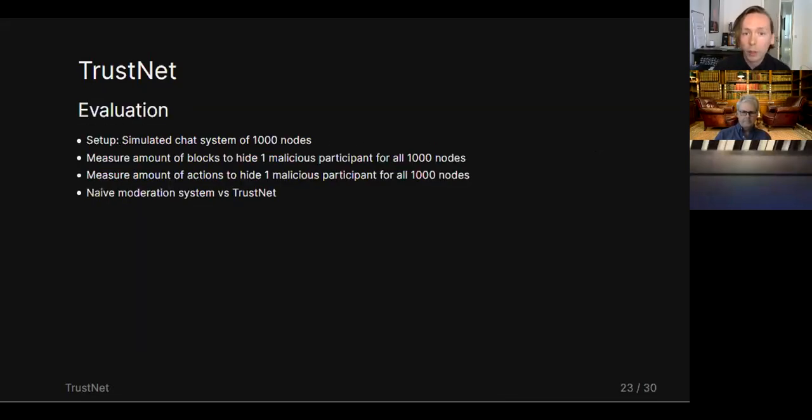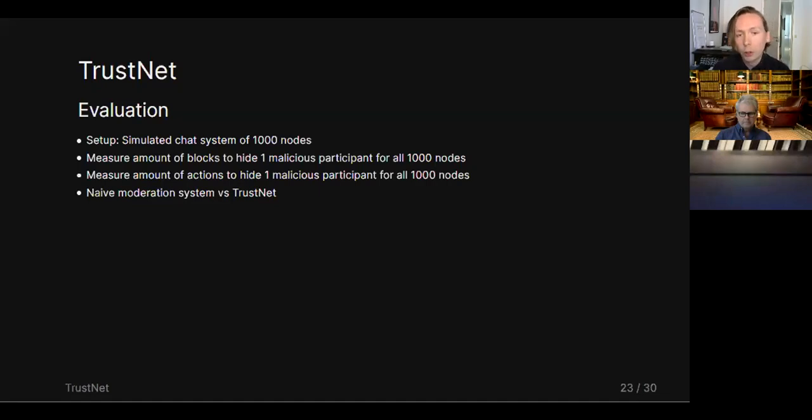So to check that what I made was actually useful, we performed an evaluation. I simulated a chat system of 1,000 nodes, and then we measured two things. We measured the amount of blocks required to hide one malicious participant for all 1,000 nodes in the simulated chat system. And then we also measured the amount of actions required to hide one malicious participant for all 1,000 nodes. An action is defined as either one of these blocks or a trust assignment.